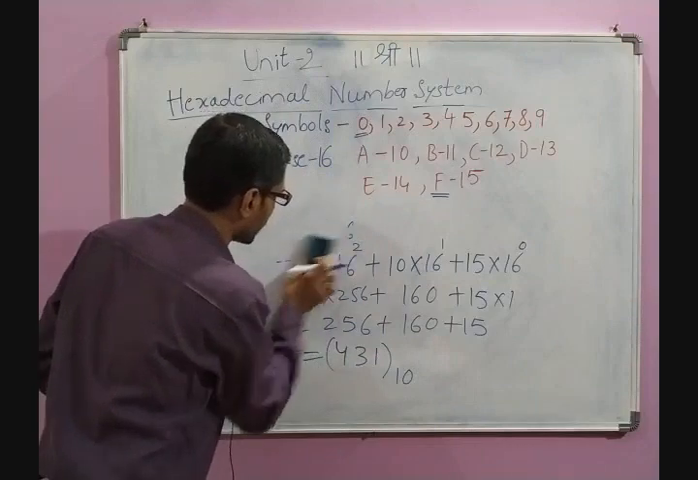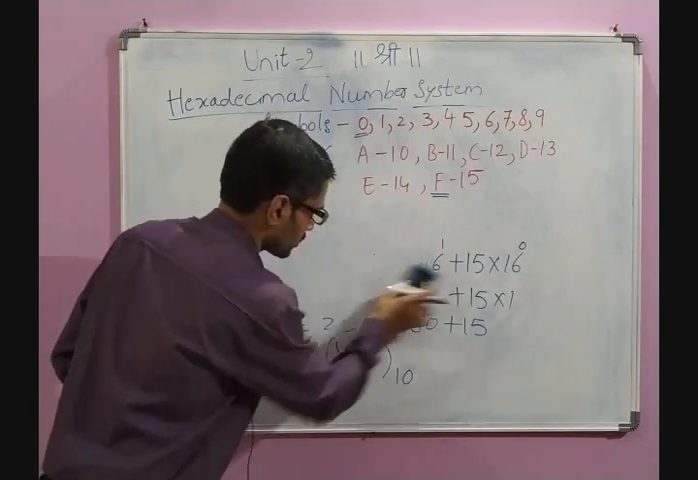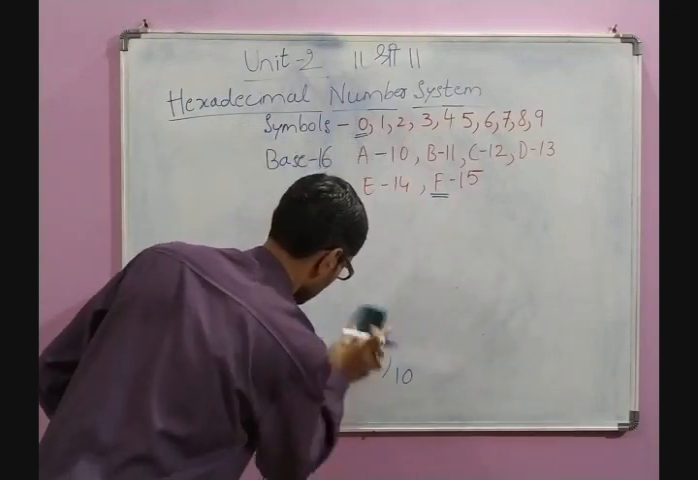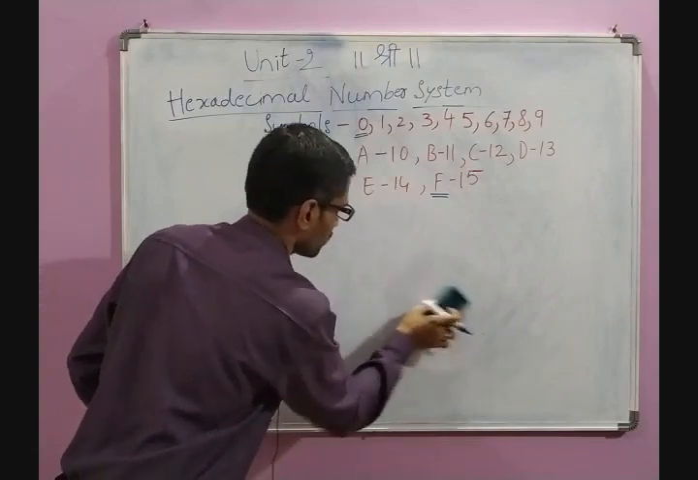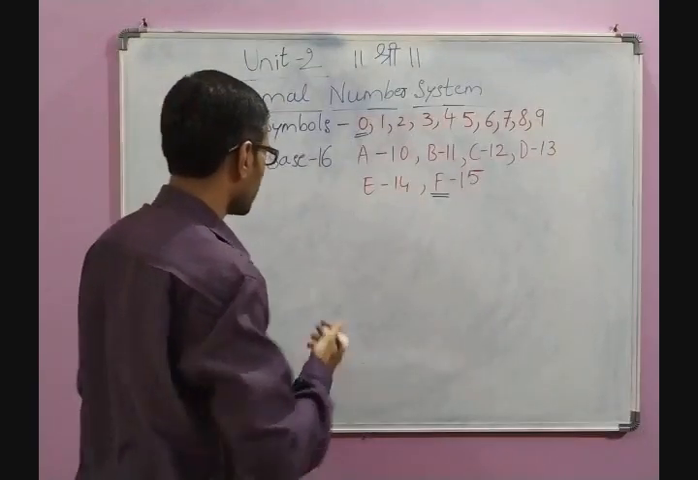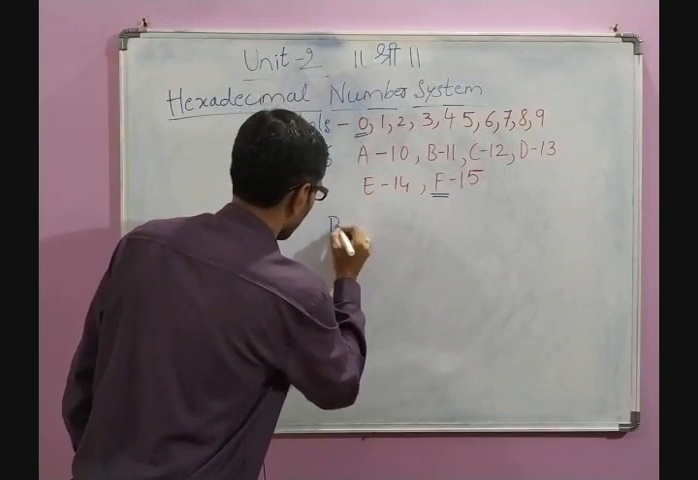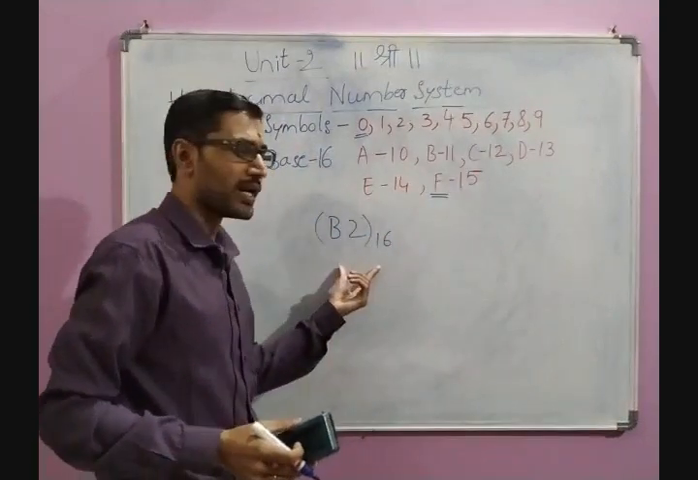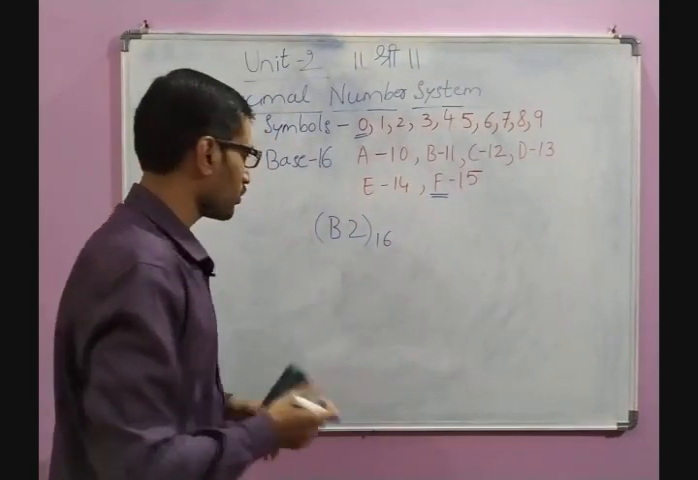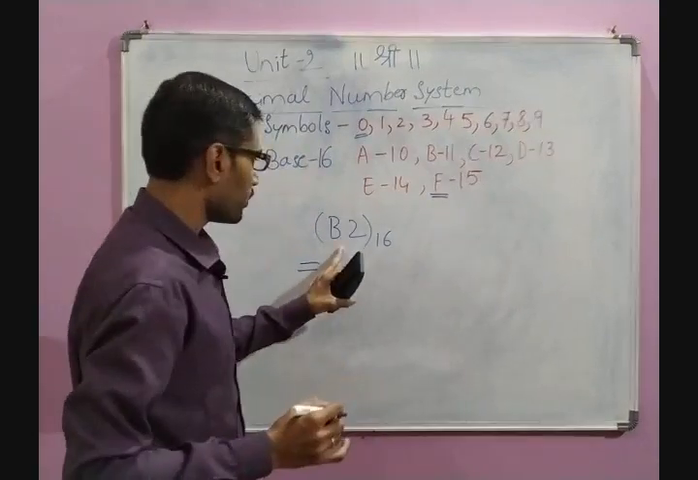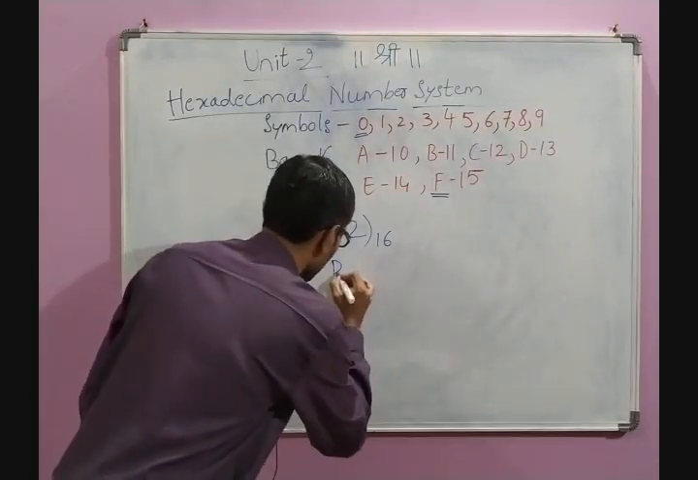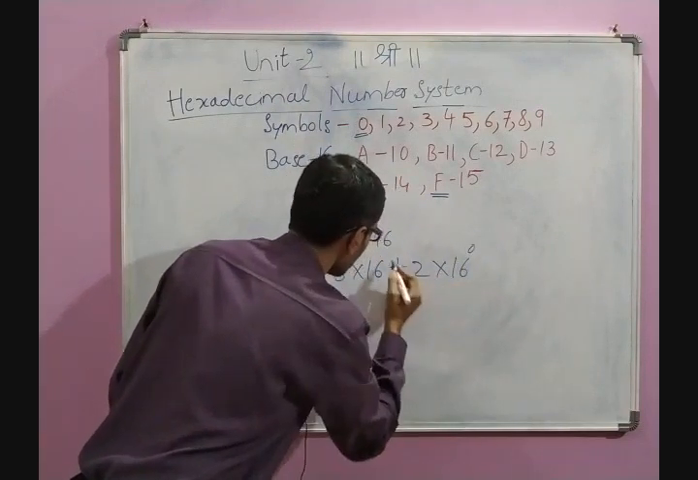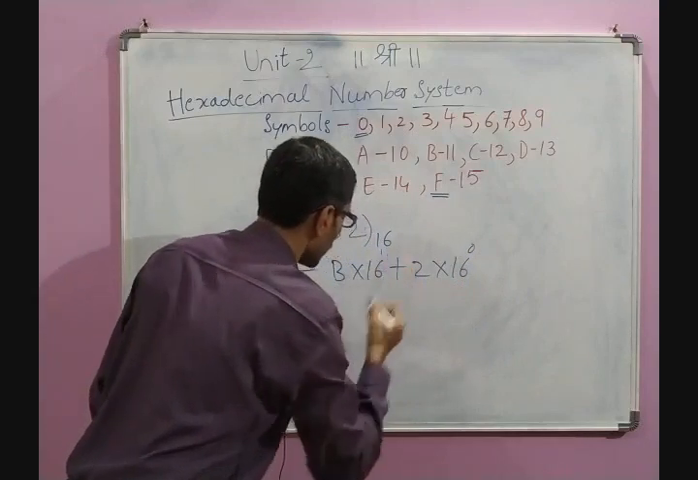Now we can quickly take one more example. So I can write it as B2 to the base 16. This is also a valid example for the hexadecimal number system. Now if I want to convert this, what will I do? You can write one more step: B into 16 raised to 1 plus 2 into 16 raised to 0.